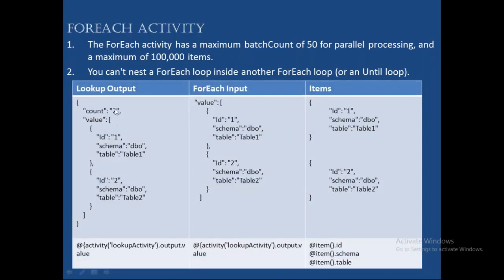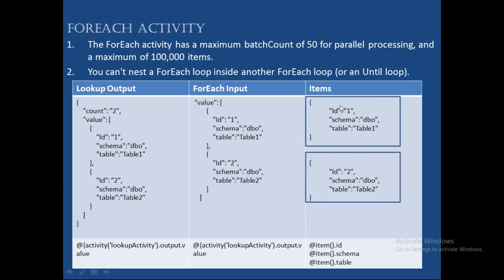Now you see the lookup output. This is the lookup output. Now I want to pass this output to the for each input. Now we will pass @activity('lookup activity').output.value. See, this is the value. If you give value, these two things will come here. So here this is one item, this is another item. See here, this is one item, next this is another item.